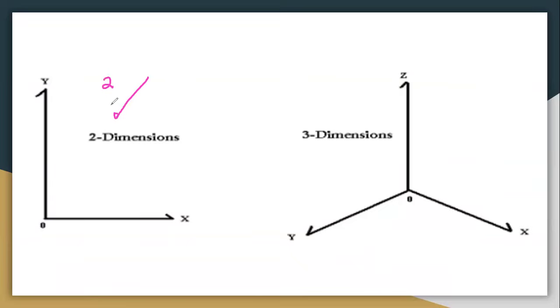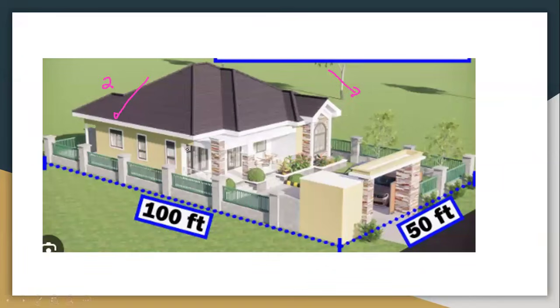This is the most common one that we have been dealing with at O level and primary. Then at this level, we shall also have what we call the three-dimension. An example of a three-dimension is when you look at this house. Why? Because when you look at this house, you have here where you have the 100 feet, you have this side where you have the 50 feet, but also you notice that you are going up. So that's what we call a three-dimension.